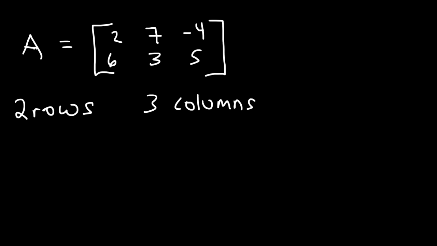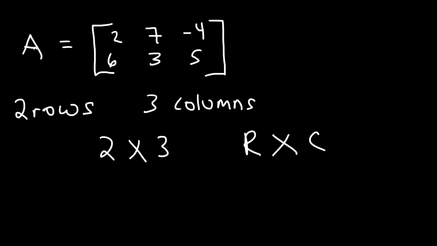Now, the rows are horizontal, so this is the first row and this is the second row. The columns are vertical. This is the first column, second, third. So there's 2 rows and 3 columns. So this is considered a 2 by 3 matrix. The order of the matrix lists the rows first and then the number of columns.